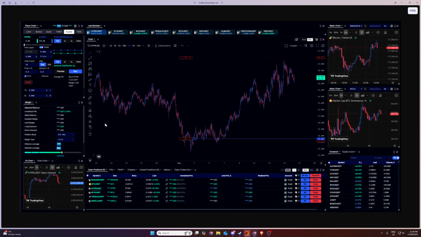So you have the main chart here with all of the TradingView tools. You can enter and exit positions on the chart or in this place order section, and then you can also put on the side smaller charts like BTC dominance, Bitcoin on lower time frames, and even open interest.